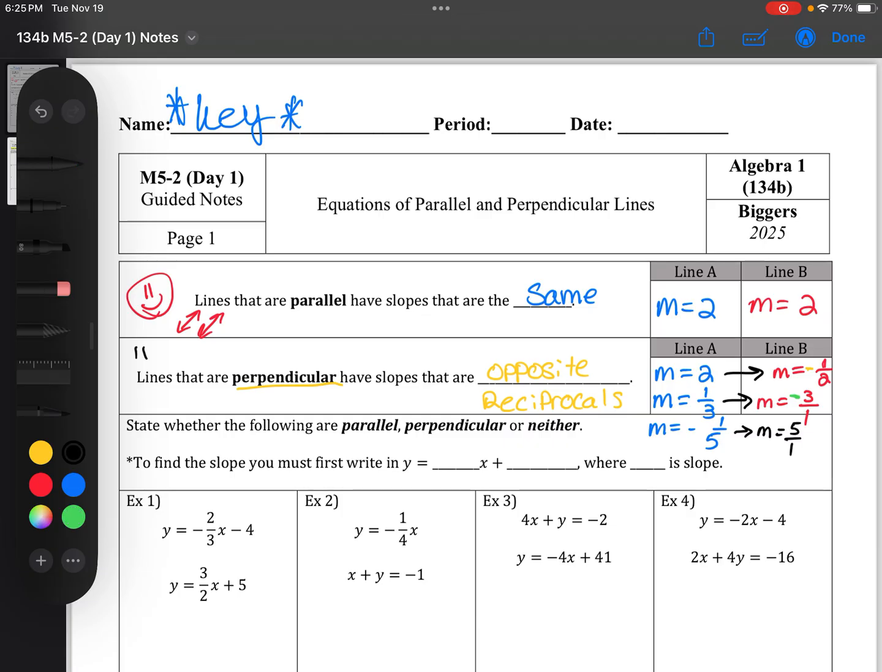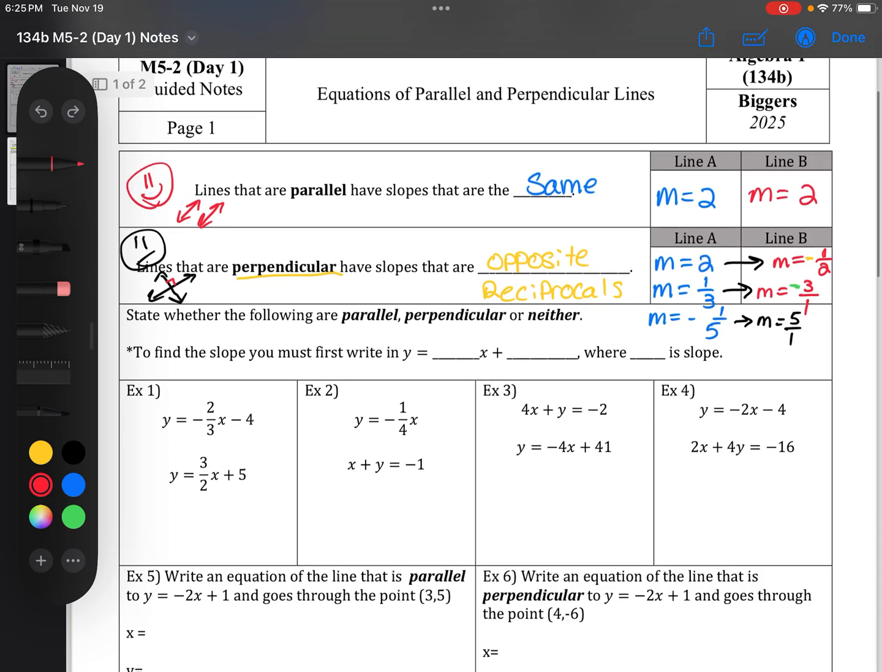These are the kind of weird guys, all right? So perpendicular lines look like this, and they intersect at a 90-degree angle, which you don't really have to worry about right now, but they're the weird ones. So those are the slopes that you're going to be looking for with perpendicular lines. So state whether the following are parallel, perpendicular, or neither. And then this note here is kind of important.